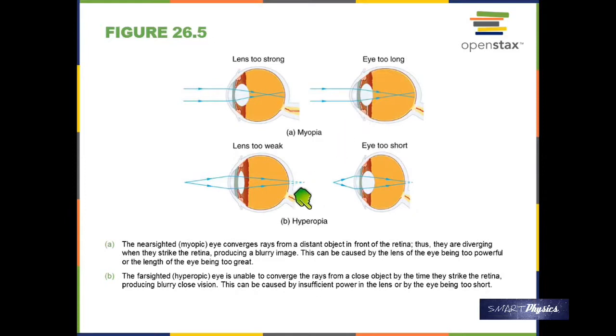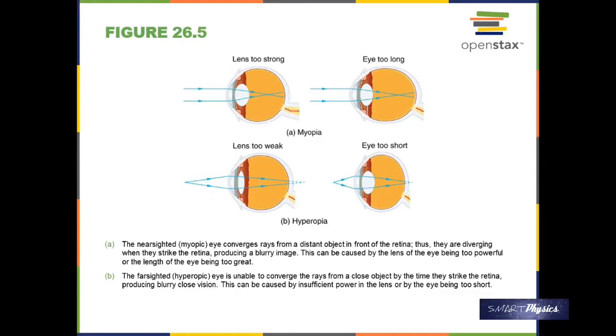But on the other hand, when you look at hyperopia, the lens is too weak. Therefore, see the focal point? It's behind the retina. That should make sense, is it? Too weak, so it's behind the retina. Or the eyeball is too short. So you can see it's like compressed along the x-axis. So once again, it's behind the retina.